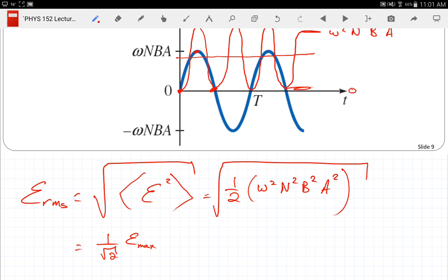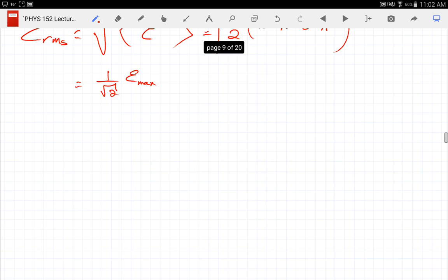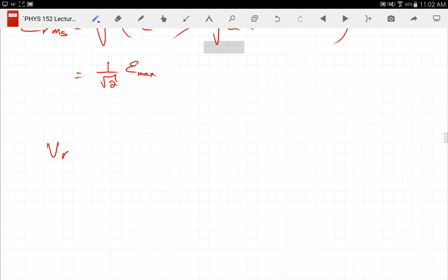So the RMS, and this works for any voltage, the RMS voltage, if it's sinusoidal, is 1 over square root 2 times the maximum voltage. Now I have to make sure you understand that's if it's sinusoidal. You could define VRMS for a DC.